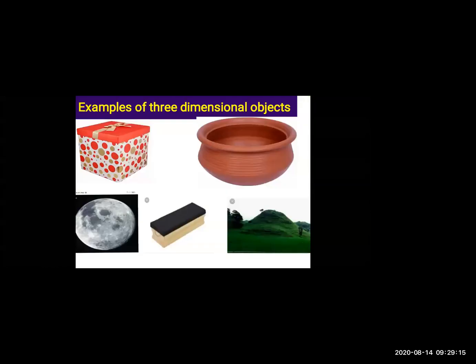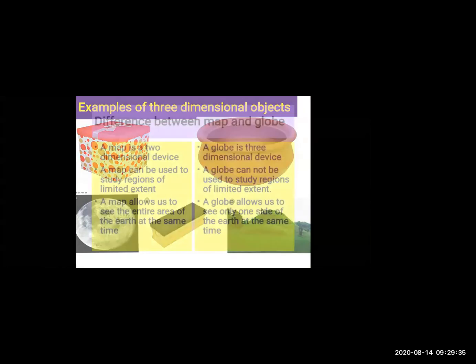Next, these are some examples of three-dimensional objects. The first one, what is it? It is a box. Next, it is a pot, the moon, the duster, and a hill. All these are examples of three-dimensional objects.